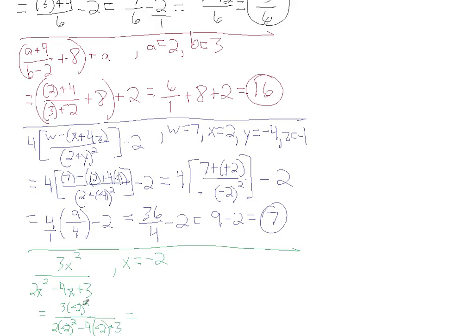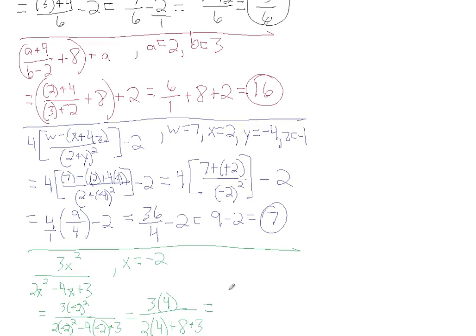Okay, so we got our variables taken care of, so we can take this one step at a time. We can do the numerator and denominator at the same time, and they both have exponents, so let's handle those first. We have 3 times minus 2 squared, which is 4, divided by 2 times minus 2 squared, which is 4, minus 4 times a minus 2, which is a positive 8. We're multiplying two negatives here, which gives us a positive, and we still have our plus 3 out here.